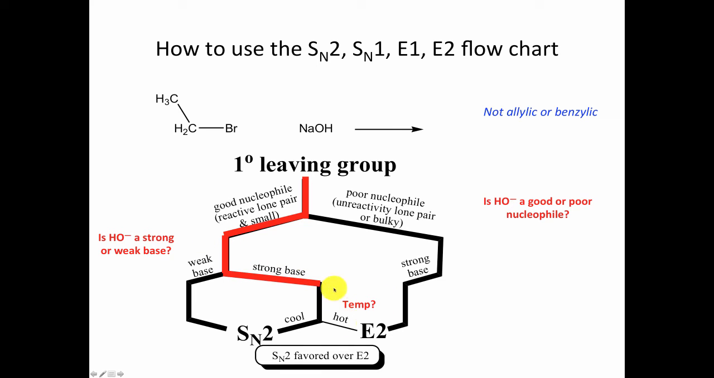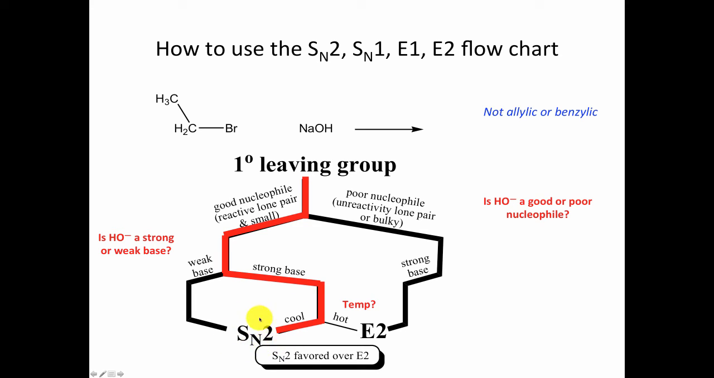And our next question is temperature. Is this particular reaction indicated to be hot? Generally, if it's indicated to be hot, something will be given over the arrow, like a temperature, 100 degrees C, or heat, or a delta, Greek delta sign. None of those things are here in this reaction, so it's considered to be cool, a room temperature reaction. And that would indicate SN2 mechanism predominating.